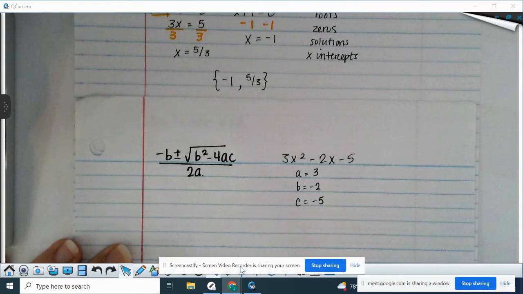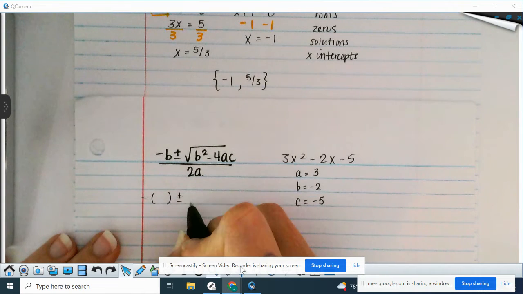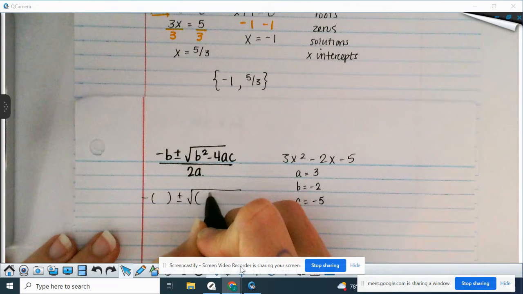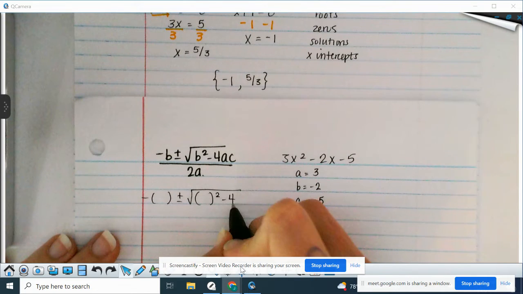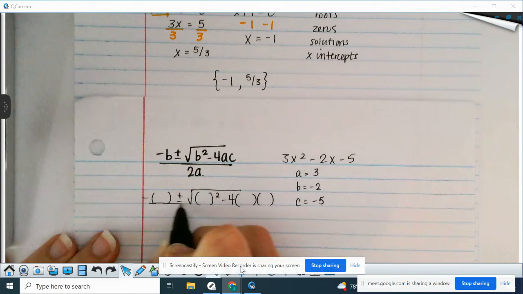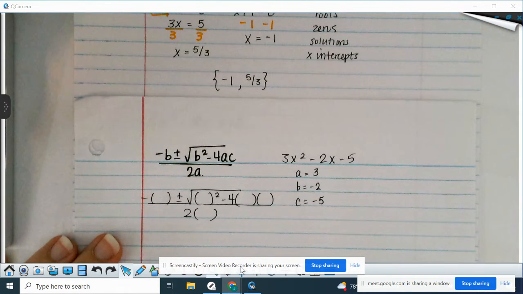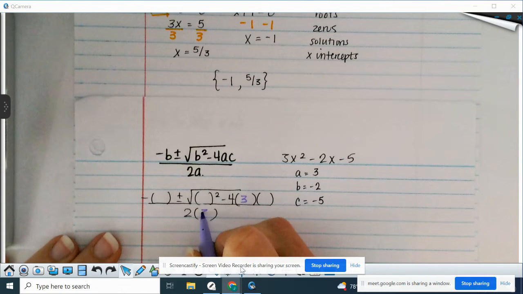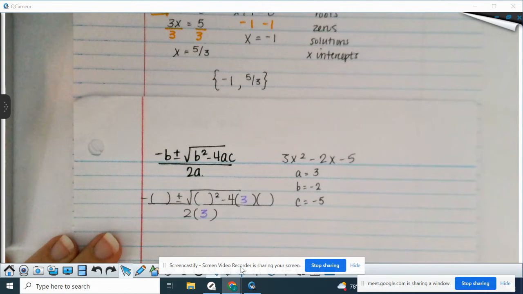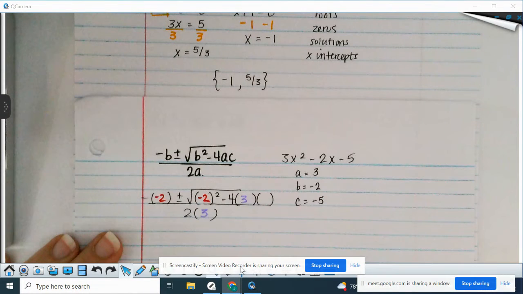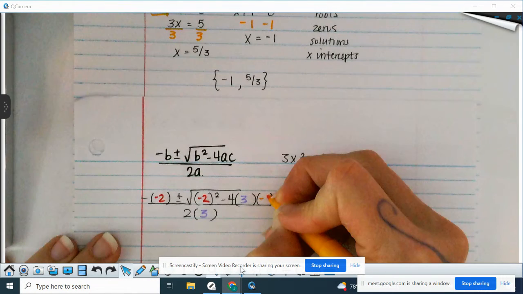So it's negative b plus or minus the square root of b squared minus 4ac, all over 2 times our a value. So our a value is 3. Our b value is a negative 2. And then your c value is a negative 5.